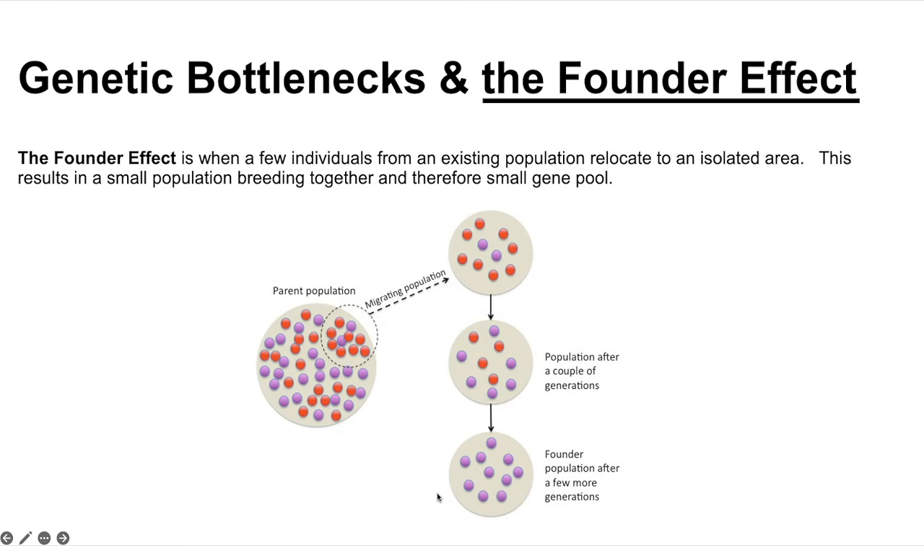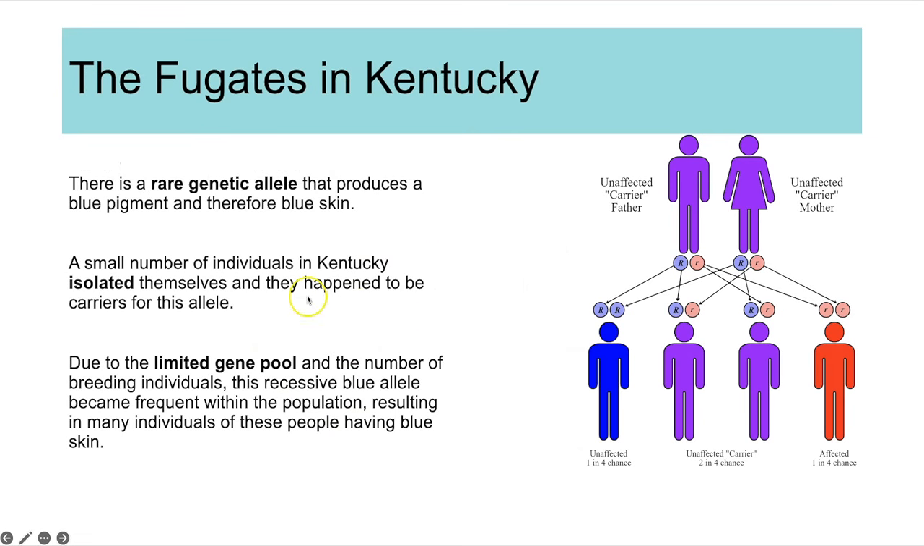The founder effect is when a few individuals from an existing population migrate to an isolated area. Now, this also results in a small gene pool and a small population size reproducing together. So you get exactly the same effect. You lose some of the alleles. You constantly have the same individuals reproducing together, passing on the same alleles. So you have a lack of genetic diversity. It's just the cause is different. Instead of it being due to many individuals dying out, a small number migrate and isolate themselves.